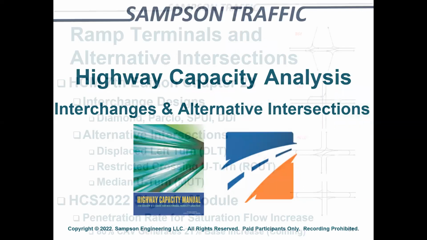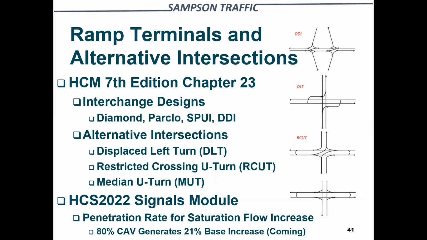Interchanges and alternative intersections. I don't believe this is integrated into the software yet, but there are signals. There are signals at the crossover of the DDI. There are signals at the crossover of the displaced left turn. There are signals at the main intersection and the U-turns potentially for R-cut. And this is an MUT down here, potentially has signal here, and even the crossovers. So where signals are, the CAV can make a change to the saturation flow rates.